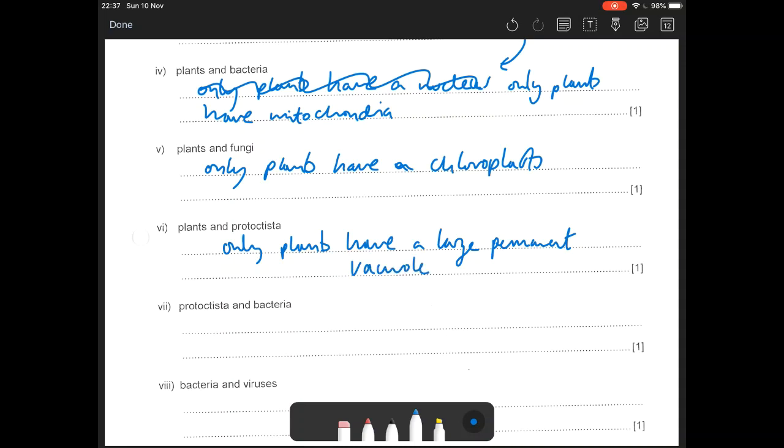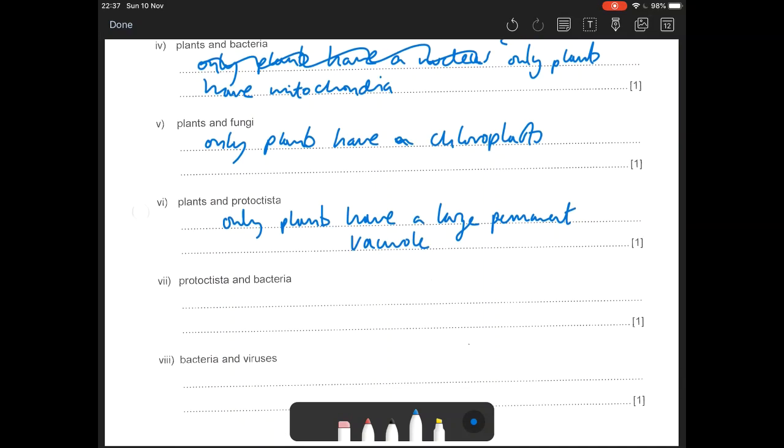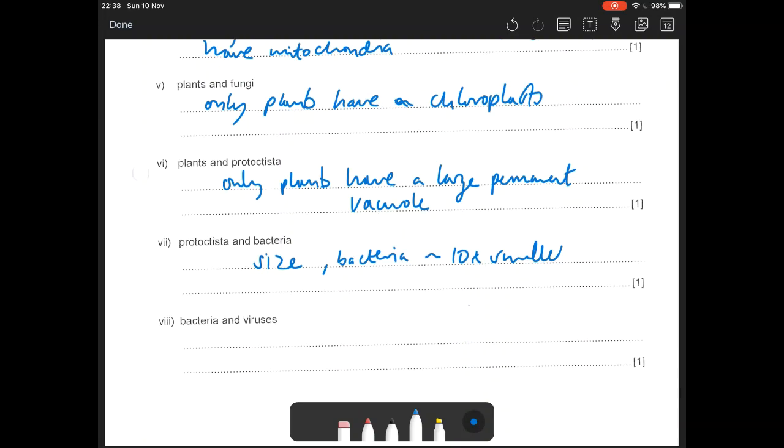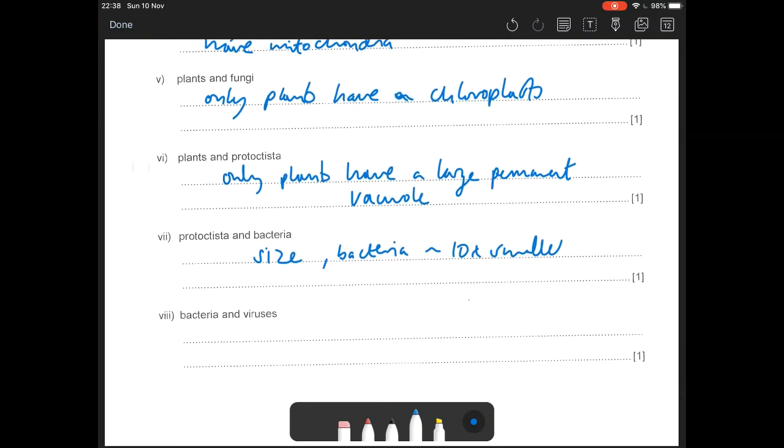Protoctista and bacteria, really struggling for answers now. The difference between the two there, now this would be acceptable, is to say the size. Bacteria tend to be 10 times smaller. If we hadn't used it earlier, we could have said the difference between a nucleus there, or the presence of mitochondria, but we're trying to not repeat the answer, so we're sort of running out a little bit here.